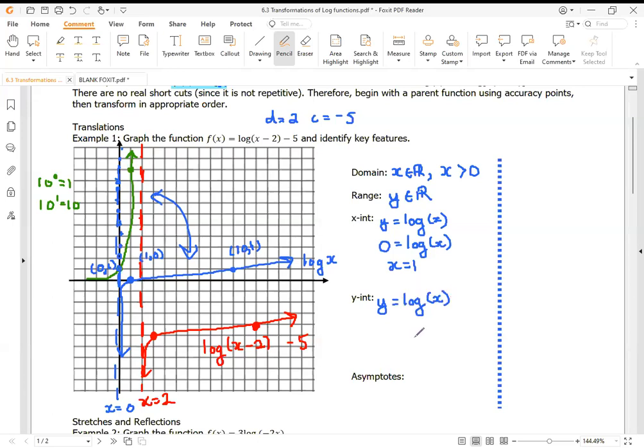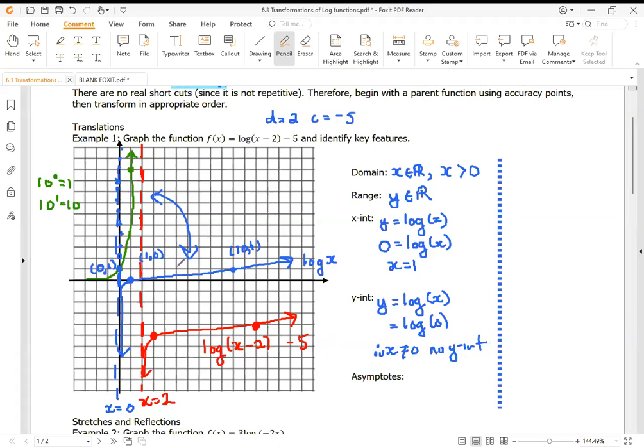How about the y-intercept? What am I plugging in? Log of 0. But what did we just say about the x value of 0? It doesn't exist. It's not part of the domain. So therefore, since x cannot be 0, there's no y-intercept. And that agrees with our drawing.